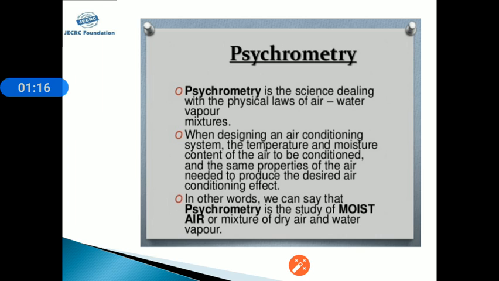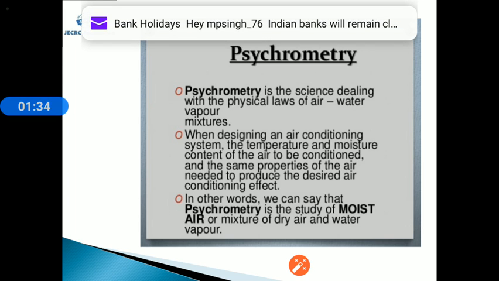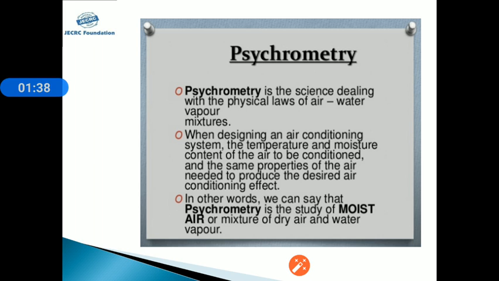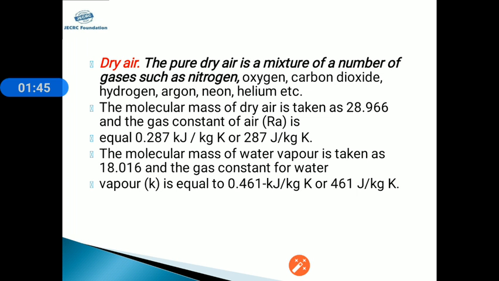Now, psychrometry. What is psychrometry? It is the science dealing with the physical laws of air and water vapor mixtures. When designing an air conditioning system, the temperature and moisture content of the air to be conditioned and the same properties of the air needed to produce the desired air conditioning effect are considered. In other words, psychrometry is the study of moist air, or a mixture of dry air and water vapor.